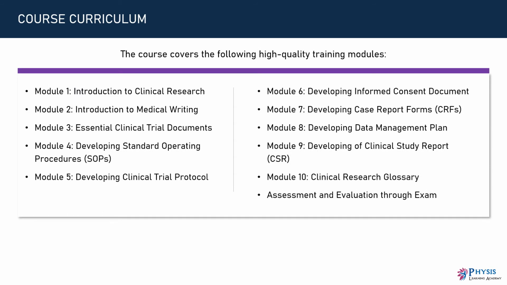The course covers the following high-quality training modules: Module Number 1, Introduction to Clinical Research; Module Number 2, Introduction to Medical Writing; Module Number 3, Essential Clinical Trial Documents; Module Number 4, Developing Standard Operating Procedures; Module Number 5, Developing Clinical Trial Protocol; Module Number 6, Developing Informed Consent Document; Module Number 7, Developing Case Report Forms; Module Number 8, Developing Data Management Plan; Module Number 9, Developing of Clinical Study Report; Module Number 10, Clinical Research Glossary. There would be an online exam at the end of the course.